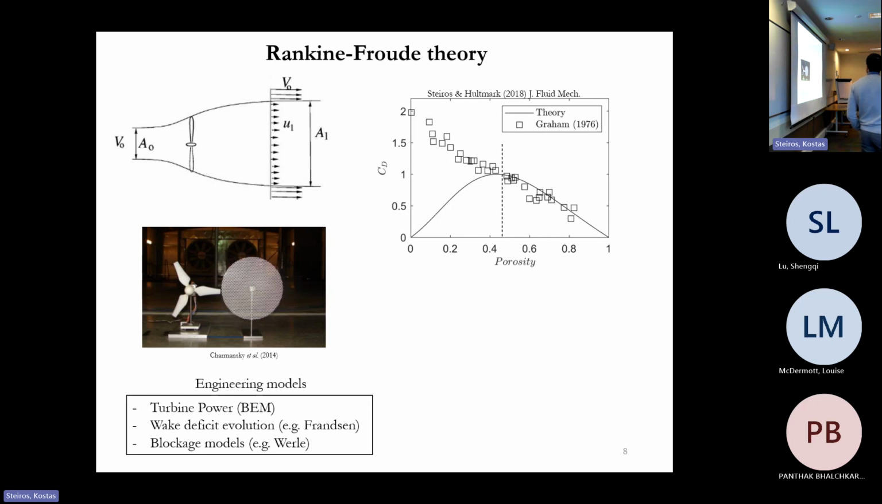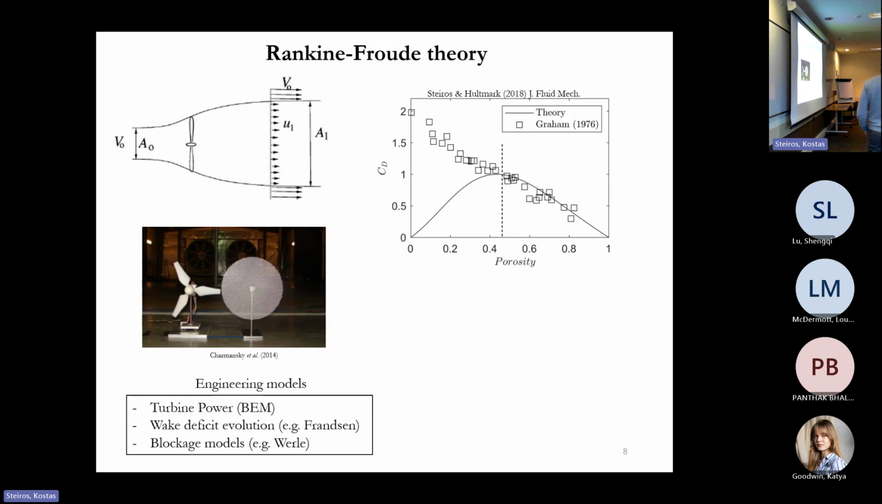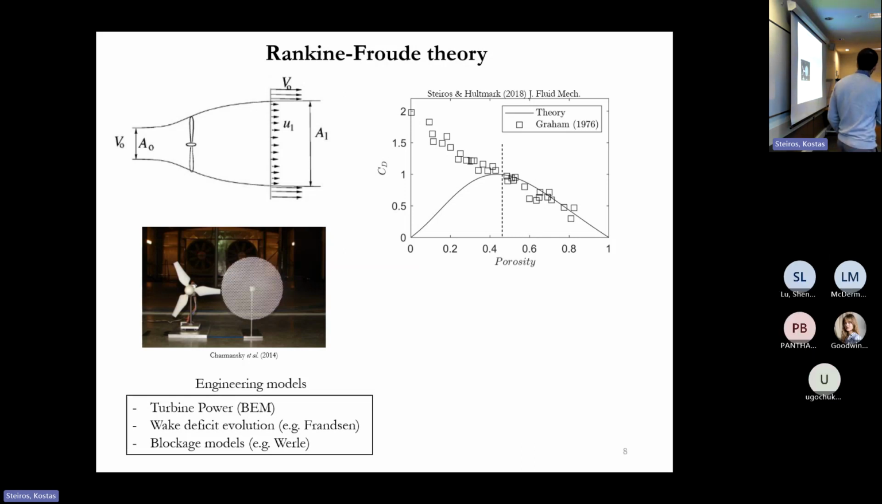And actually, this is a comparison of the prediction of this theory, the solid line, with experimental measurements taken by Graham, who is an emeritus professor actually in the Department of Aeronautics. And you can see that this is the drag coefficient, so normalized drag, and this is the porosity factor, where zero porosity effectively is a completely solid disk, and porosity of 1 is a completely permeable disk, right?